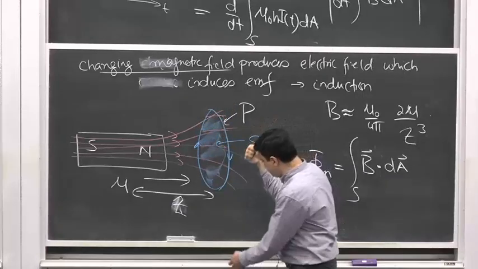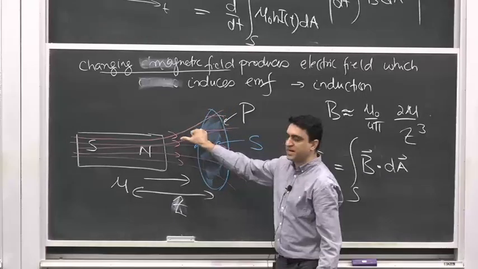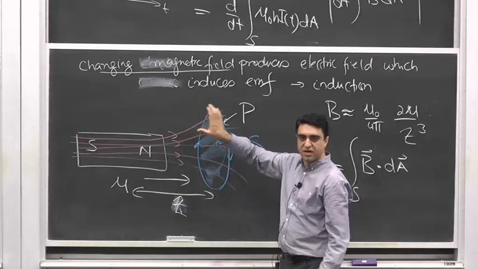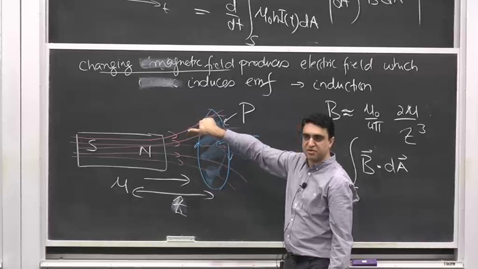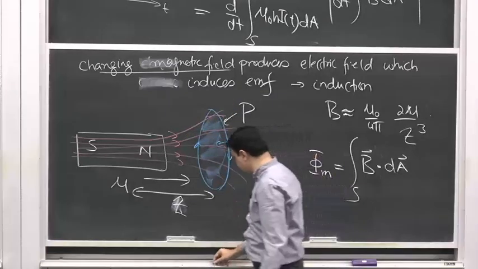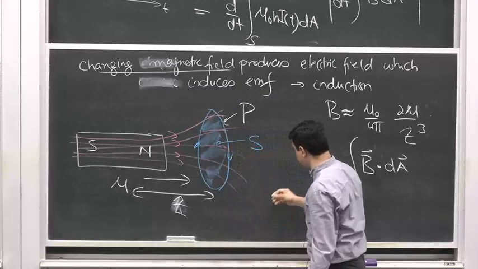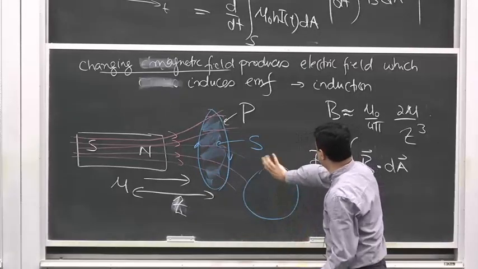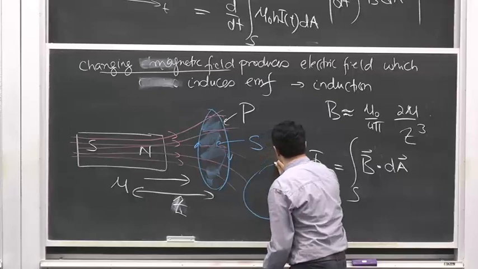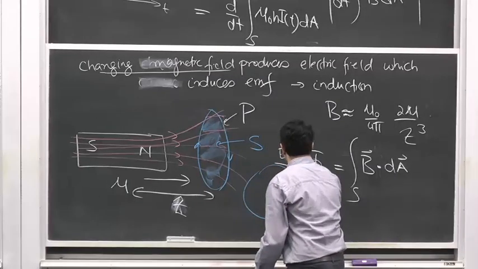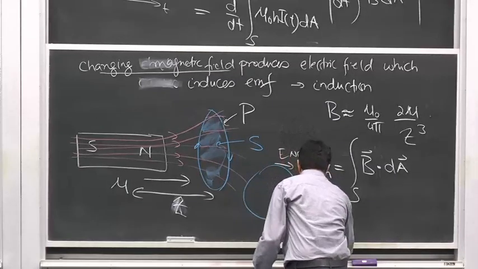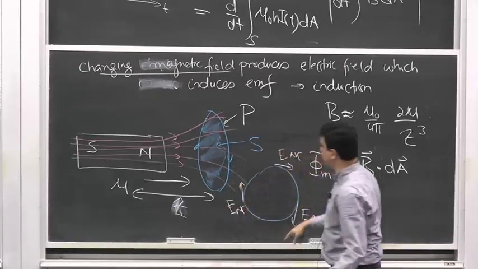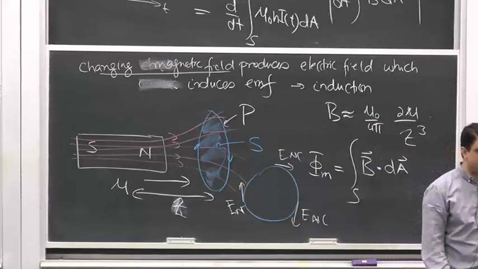So this is the direction of minus dB by dt, so the non-Coulombic electric field will be in this direction, which is given by the finger. So if I look from this side, what I see is that the non-Coulombic field has been produced in that direction, which would drive a current in the same direction.